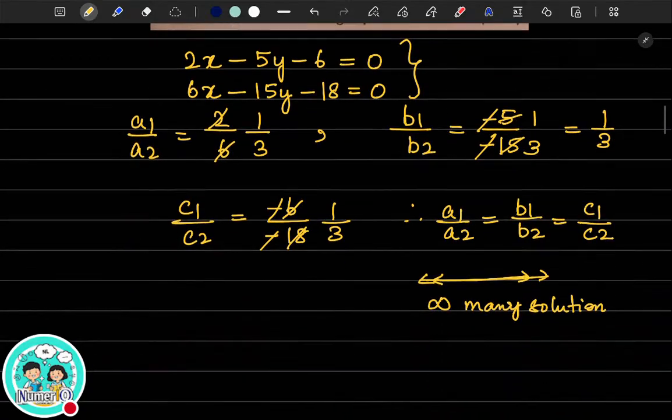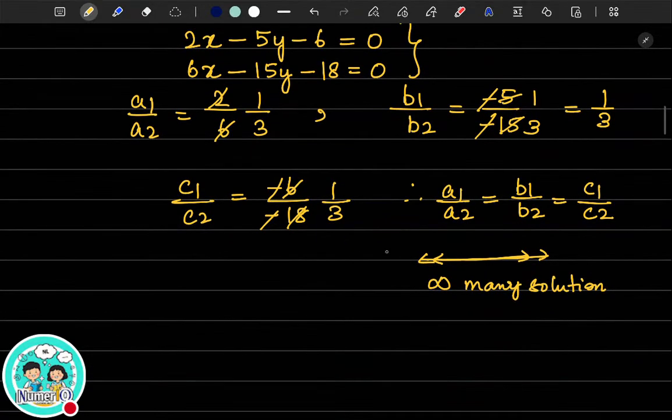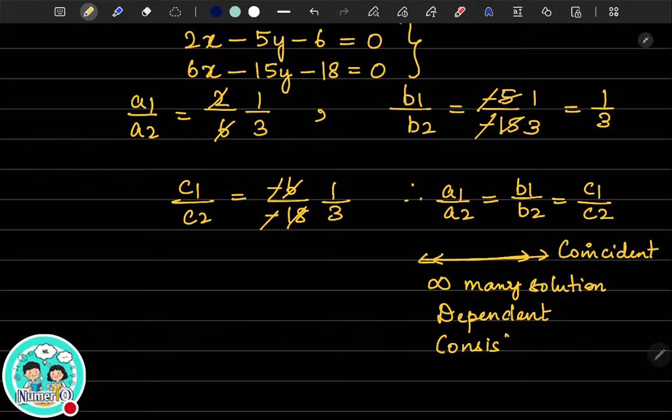Is it clear? Okay, so what other things do you know? You know it's coincident. The lines are coincident. It will have infinitely many solutions. What other things did I tell you? The equations are dependent on each other. This is also a point I told you. And then, is the system consistent or inconsistent? It is consistent. So in case you are asked on other lines also, you should be able to write it. Is it clear?